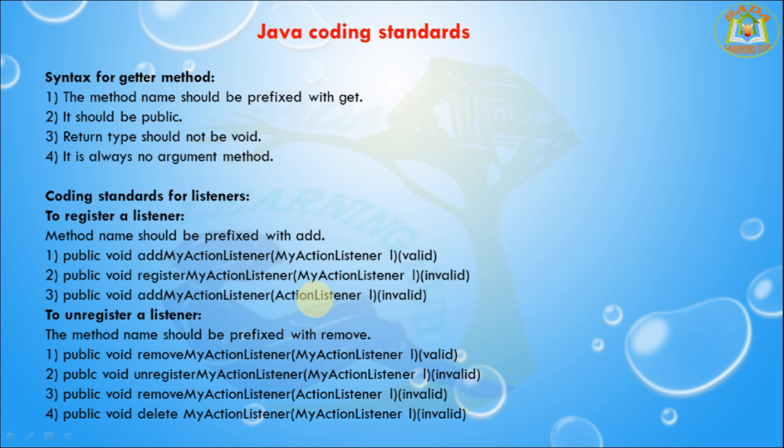To unregister the listener, the method name should be prefixed with remove. See here, remove. Public void removeMyActionListener(MyActionListener l).